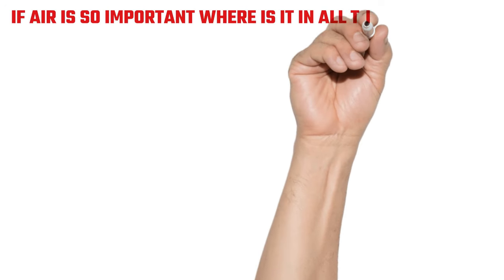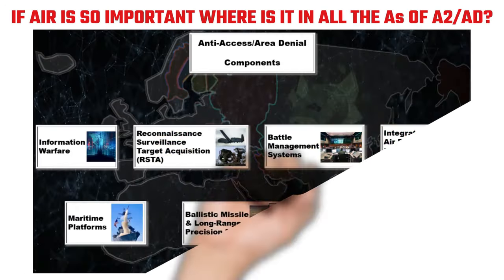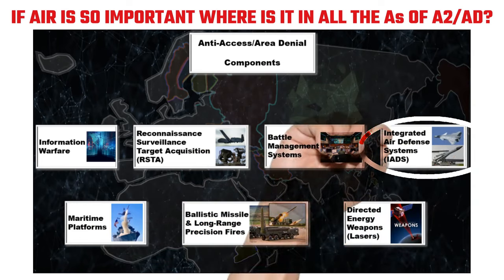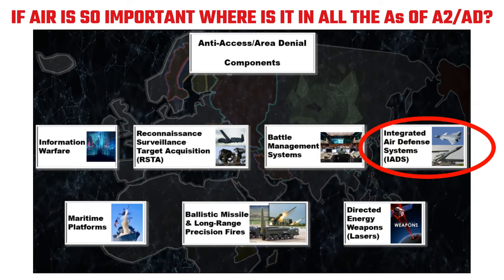But if none of the A's in A2AD mean air, where does air defense come into play? The answer is right here with the components of IADS. Now, it is very important to remember all of these components of A2AD are always at play to make anti-access area denial possible. While IADS is a big component of A2AD, it is not the most important, and it is not the main element. If you remove any one of these A2AD components, A2AD gets exponentially harder to execute.